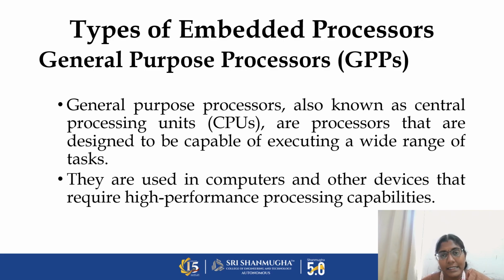There are types of embedded processors. The first type is the general purpose processor. A general purpose processor is nothing but what we use as CPUs in our computers. This is also a type of embedded processor. By using the general purpose processor, you can perform high performance processing. With the help of a general purpose processor, the computer can have high performance processing capabilities.